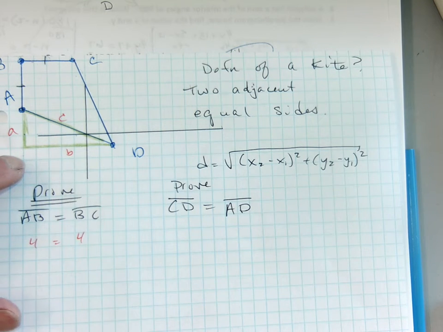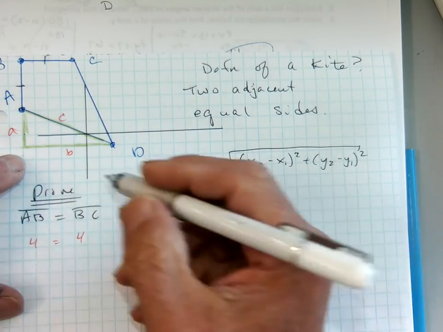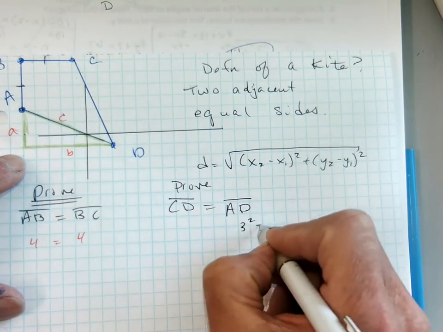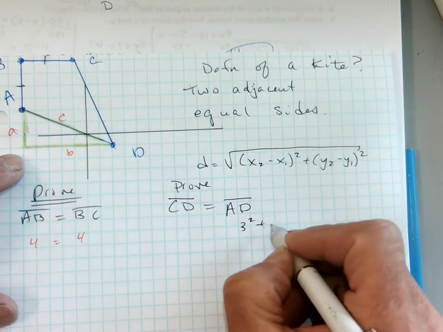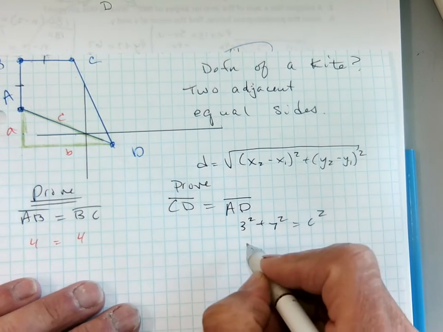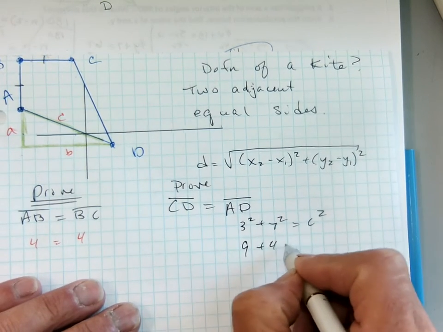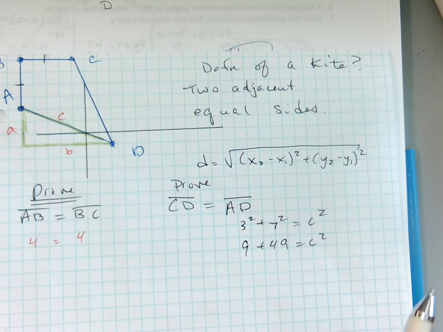It kind of is. So if I want the length of AD, I'm going to go, okay, 3 squared plus 1, 2, 3, 4, 5, 6, 7 squared equals c squared. I'm going to get 9 plus 49 equals c squared. I'm just doing Pythagoras theorem. I'll let you catch up, okay? I'm just doing Pythagoras theorem, that's all.